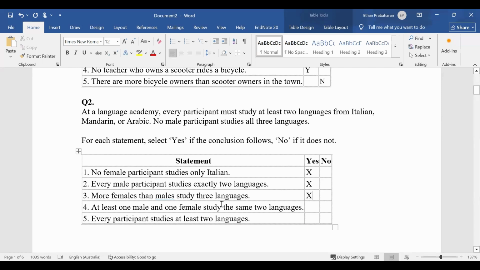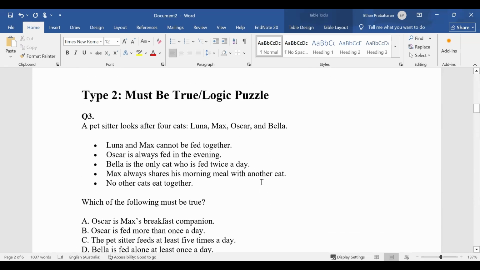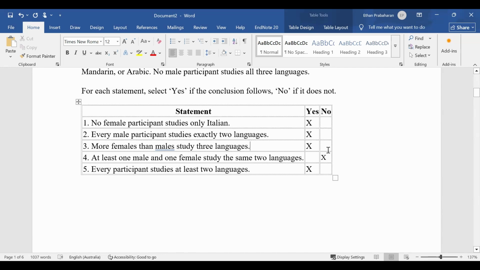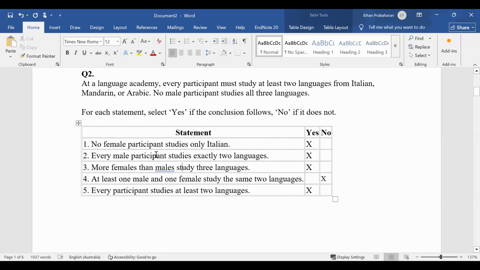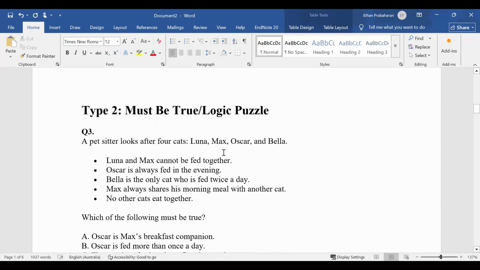At least one male and female study the same 2 languages. So imagine all the females studied Italian and Mandarin, all the males did Mandarin and Arabic. So that would be no. Every participant studies at least 2 would be yes. This one's a bit up to interpretation, I guess. We'll see what the answers say. Honestly, if this was an actual UCAT question not generated by AI, I'd probably put no, because they could all study 2, if that makes sense, and there could be 0 females studying all 3. So that one's probably no.